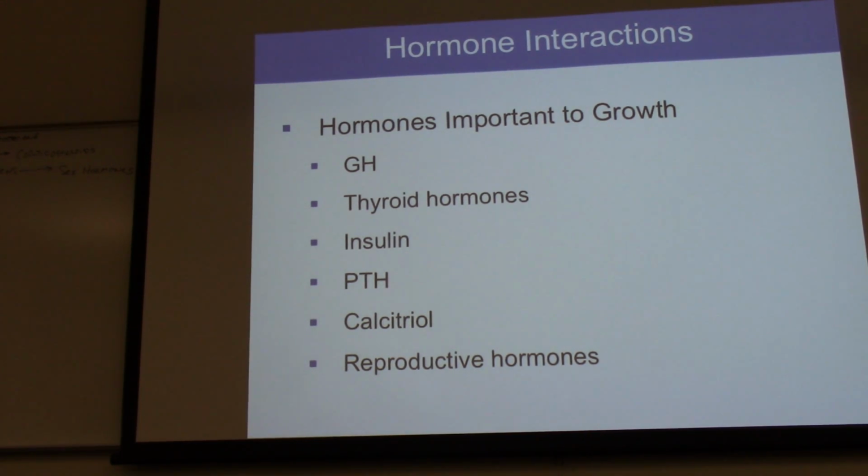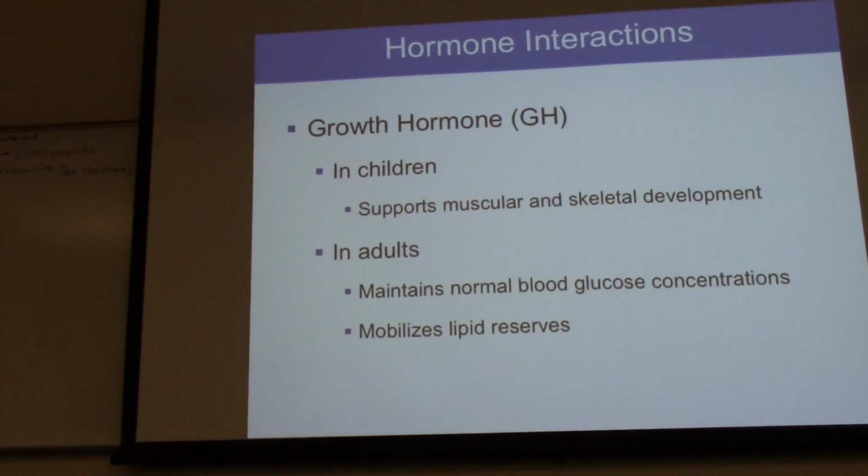And clearly, when any of these hormones are missing, people don't develop properly. And I think maybe we have some examples of that. If you are a child and you don't have enough growth hormone, you end up being a midget or a dwarf, or you simply don't develop. Usually, if they don't have enough growth hormone really early in life, sometimes they don't even develop their brain properly. Growth hormone is important in adults. It helps with your glucose concentration and mobilizes your lipid reserves.